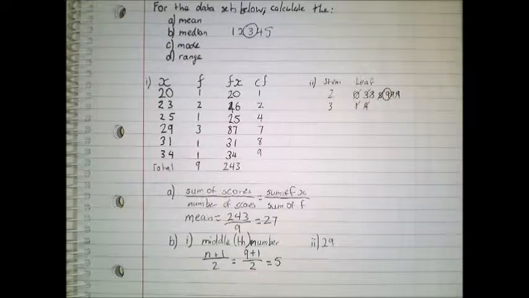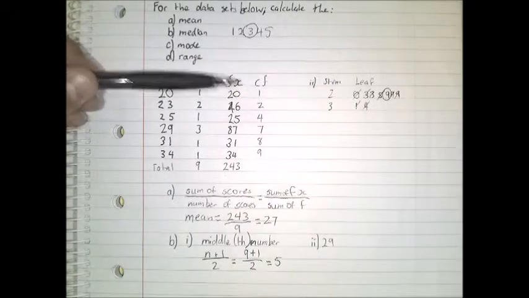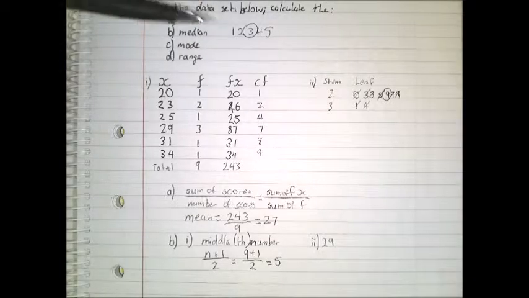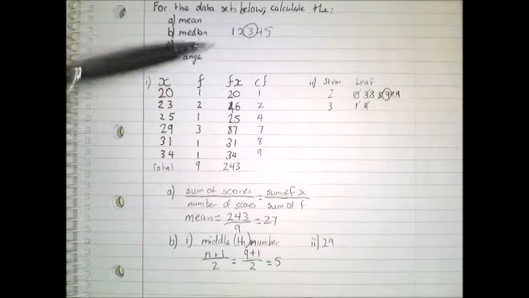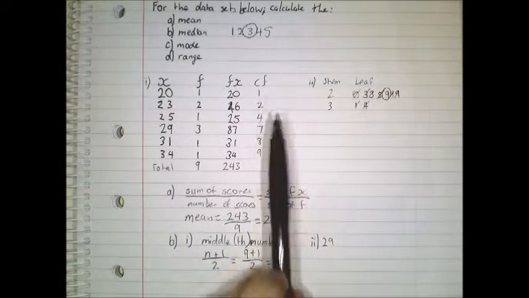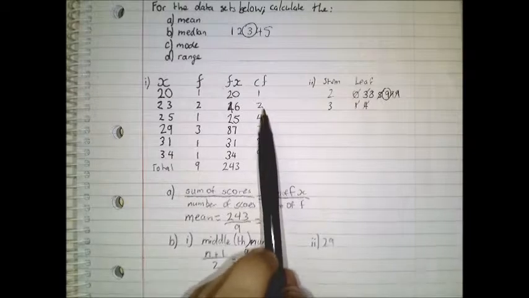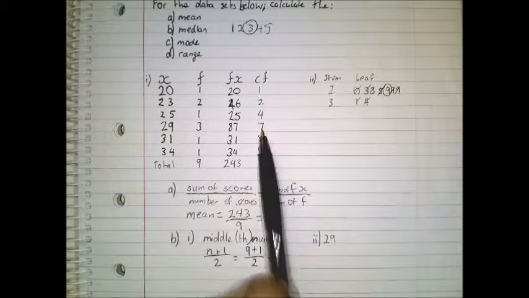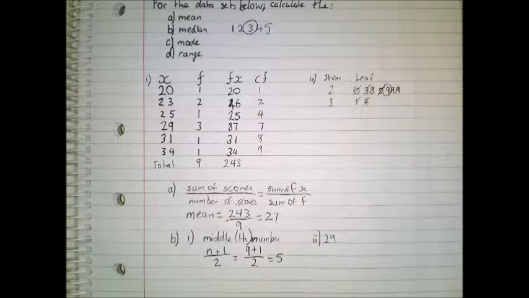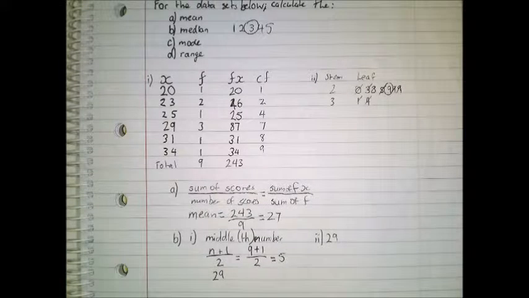And we can look at the cumulative frequency column in our frequency table to determine what the fifth number will be. We know that the first number is 20, that the second and third number is 23, the fourth number is 25, and the fifth number is 29. So in this case, again, the median would be equal to 29, as the fifth number in the set of data is 29.